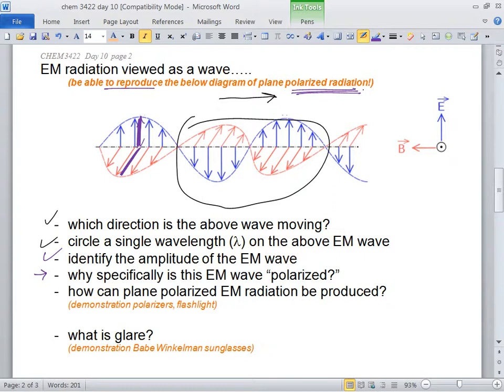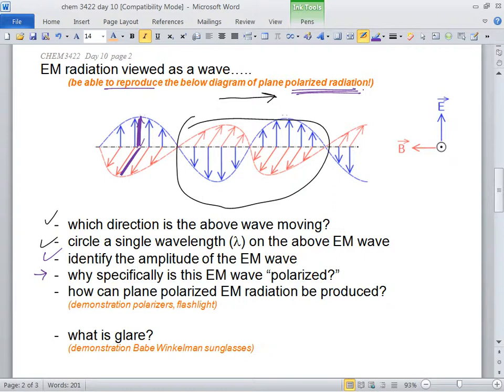Just pick a field. All of the electric fields are in the same plane. Now, this is a weird way of thinking of a photon, because it's everywhere at the same time. So there are these two distinctions: is light acting like a wave or is it acting like a particle? Here it's acting like a wave, which is how we're defining it.